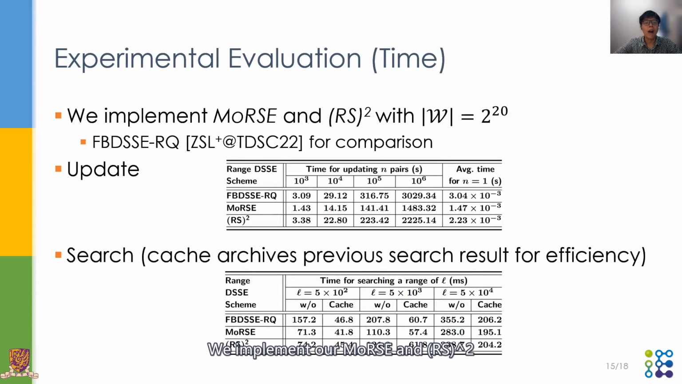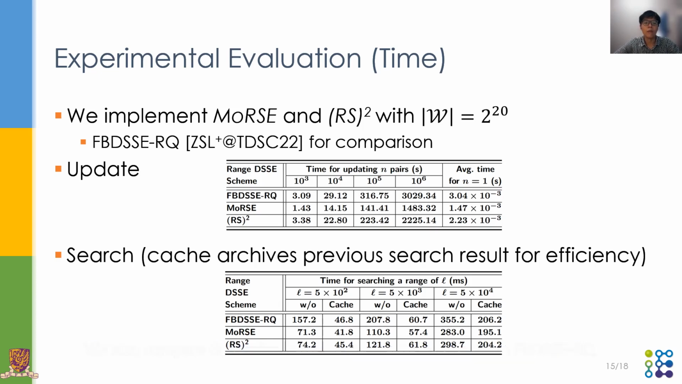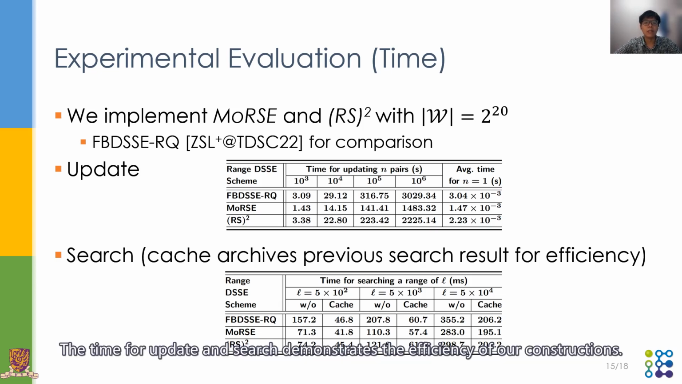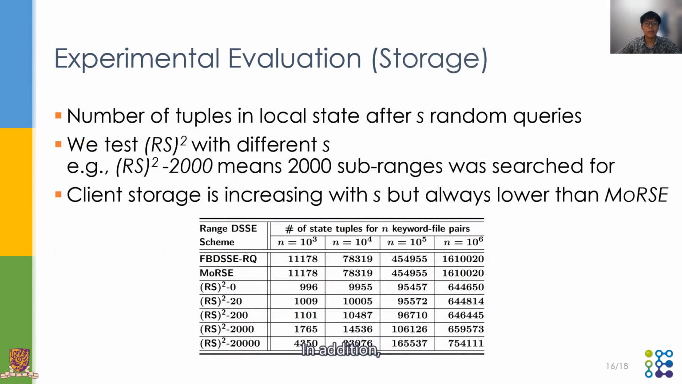We implement our MORSE and R² with a keyword space of over 1 million keywords. We also compare the performance to the recent construction FBDSSE-RQ. The time for updates and search demonstrates the efficiency of our constructions. In addition, we evaluate the client-side storage to show the advantage of R². We randomly make range queries before measuring the number of states stored on the client side. The results show that R² indeed saves the client storage.